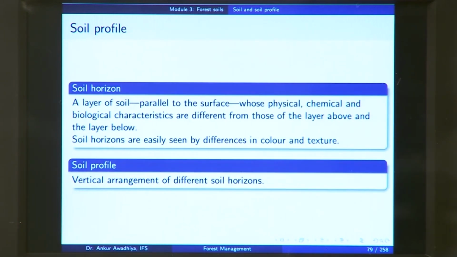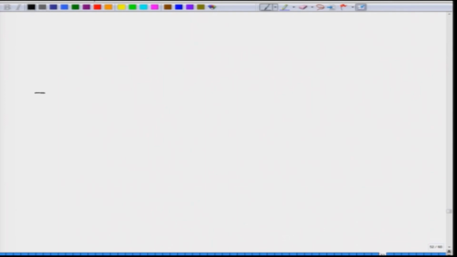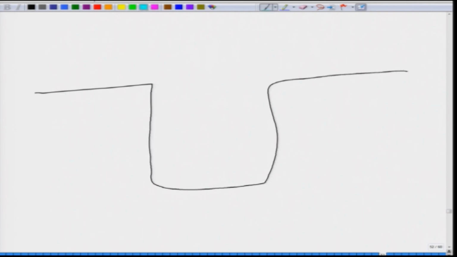Now, if you go to any area and dig a hole, then you will find that these soils have different layers, and these layers are arranged one on top of the other and they make a soil profile. So, we can define soil horizon as a layer of soil that is parallel to the surface, whose physical, chemical and biological characteristics are different from those of the layer above and the layer below. So, what we are saying here is that when you go to an area and you dig a hole in the soil, what you will see is that these soils will be found in layers.